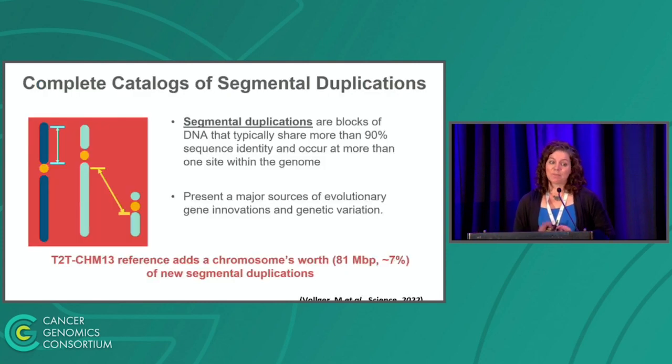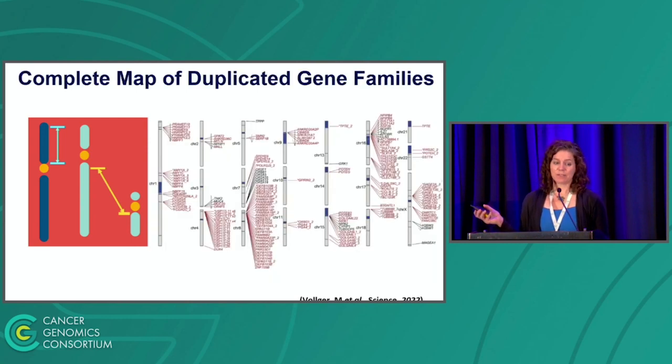We also now have complete catalogs of segmental duplications. Just as a refresher, a segmental duplication is any block of DNA where, if you were to repeat mask a genome and screen through and find a kilobase of sequence that's not repeat masked, and that kilobase of sequence could fit anywhere else in the genome at 90% or higher identity, that is a segmental duplication. And what we found is that in the CHM13 genome, there's a lot of new segmental duplication.